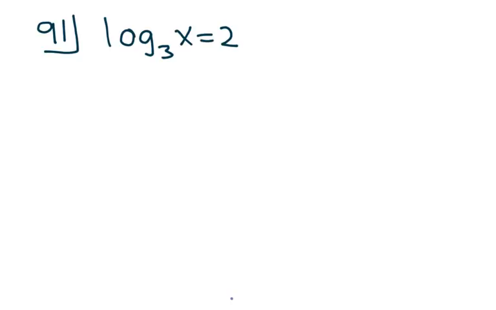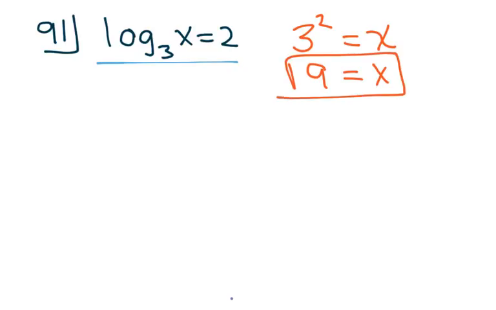We have log base 3 of x equals 2. I really am not used to looking at it this way, so I'm going to rewrite it so it looks better. My base is 3, my power is 2, and my number or value is x, so I know that 9 equals x, and basically I just solved it.